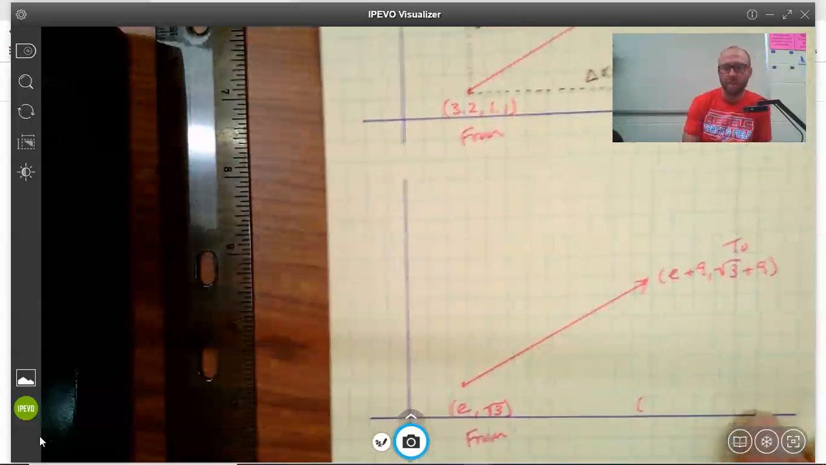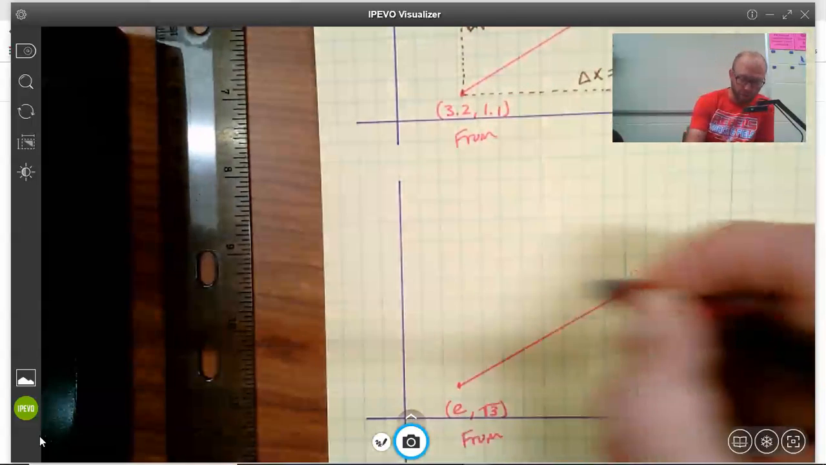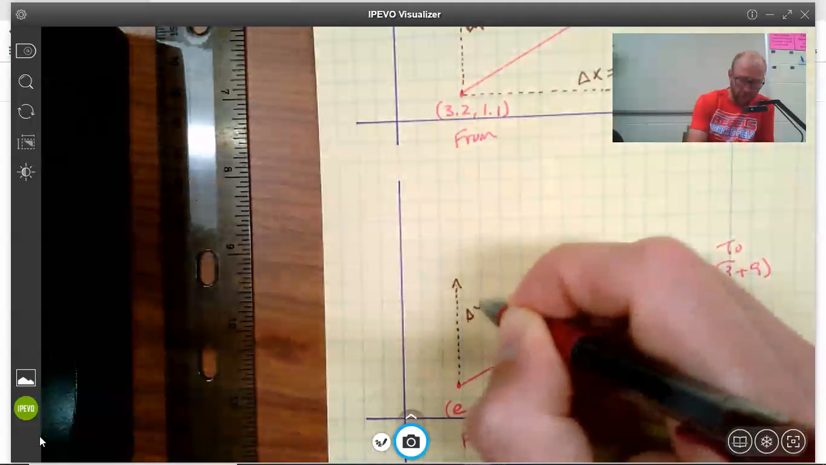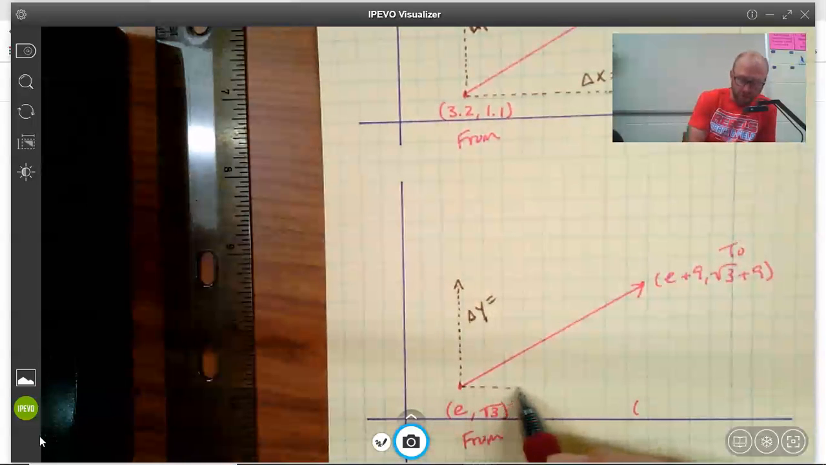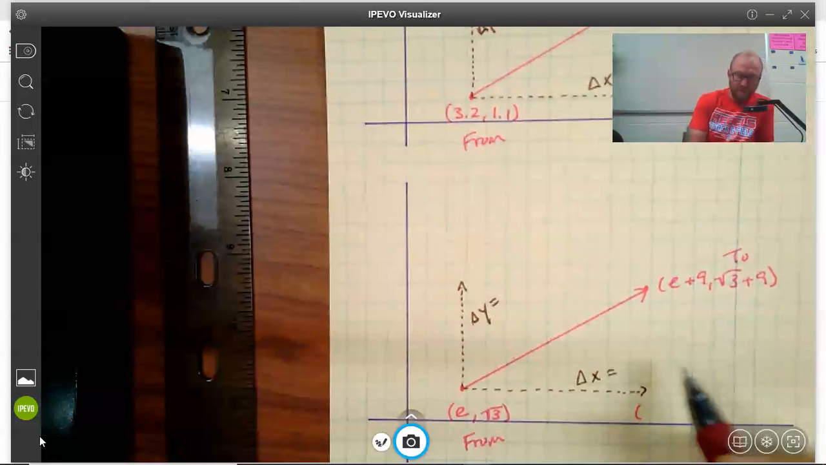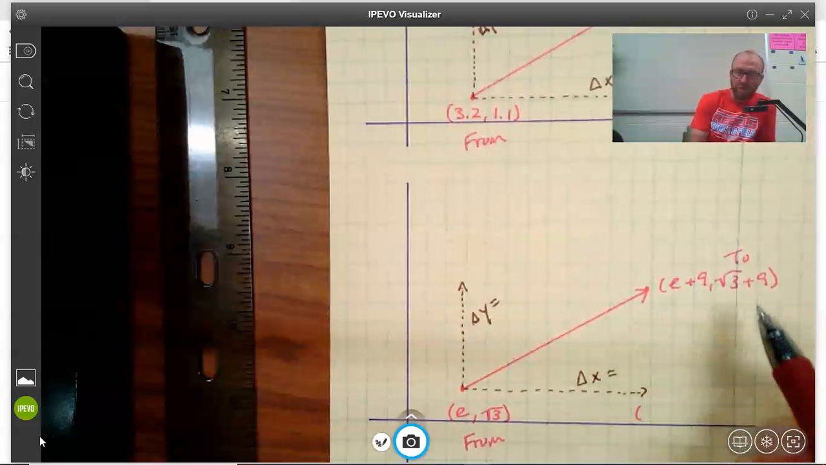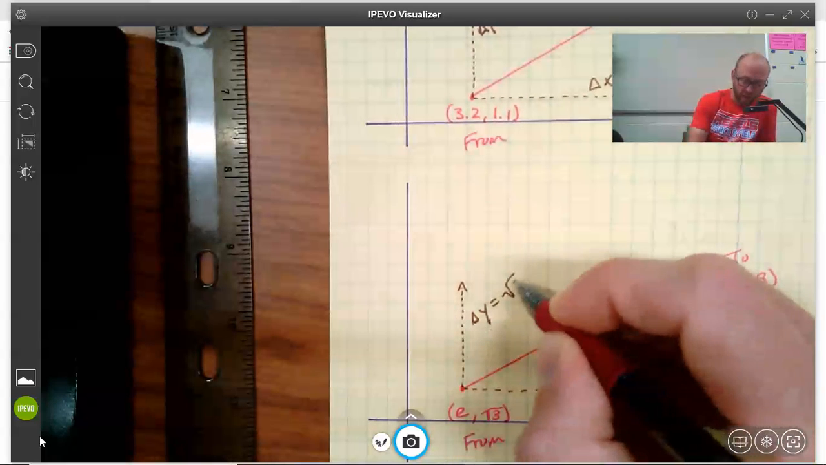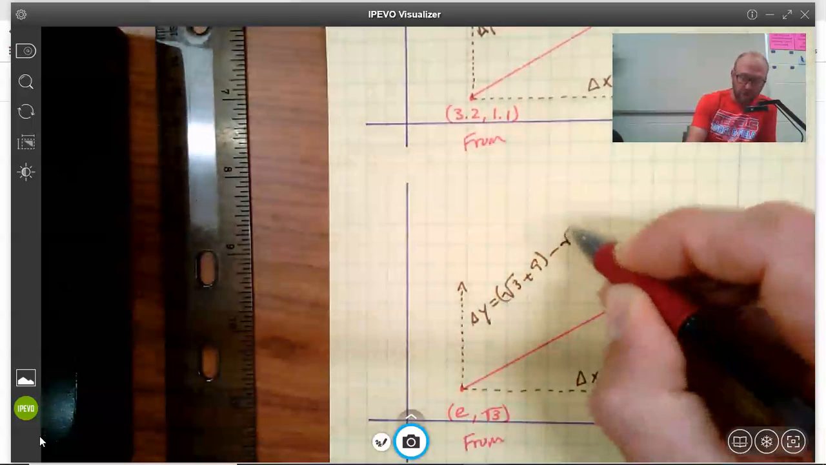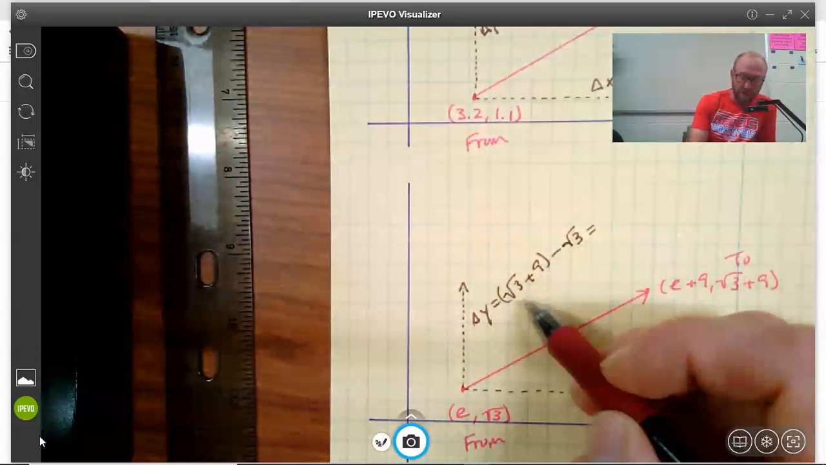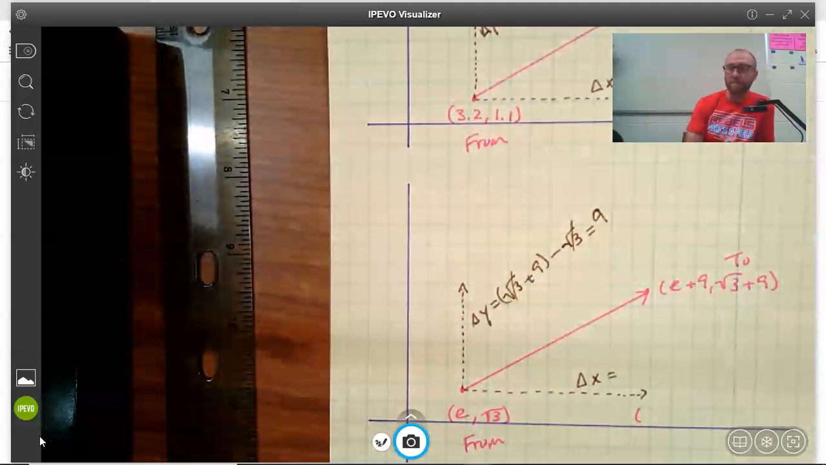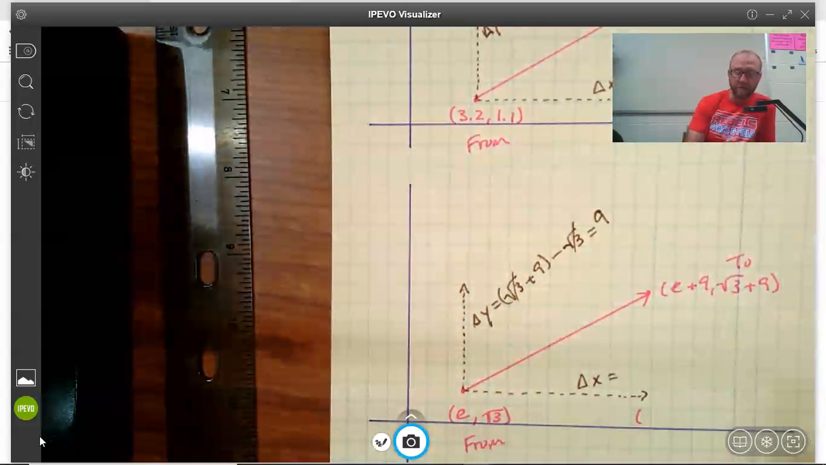And then here, so same thing. See, I'm going to come across here. Here is our line that measures our vertical change. Here's a line or segment, I guess, that measures our horizontal change. And here, for our vertical change, it's square root of 3 plus 9 is our end. Square root of 3 plus 9 minus our start, which is just square root of 3, equals, well, negative square root of 3, positive square root of 3, they cancel each other out, and we're just left with 9. So our horizontal change is positive 9 spaces to the right.